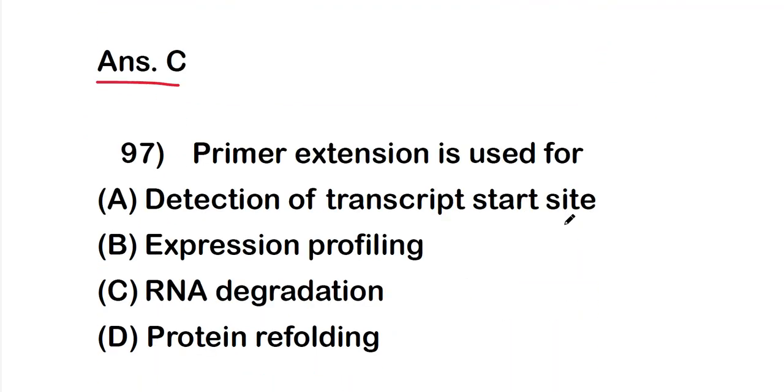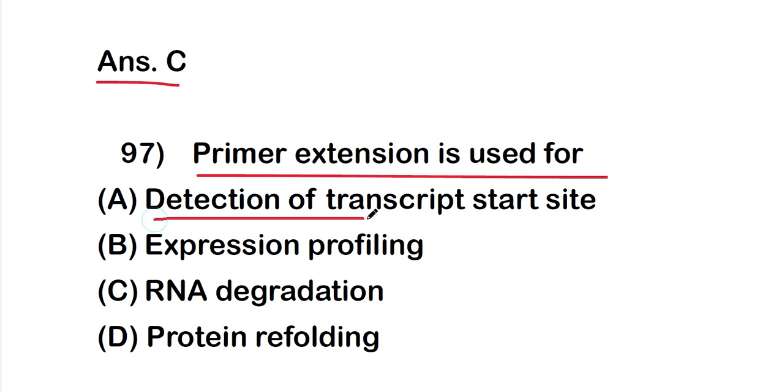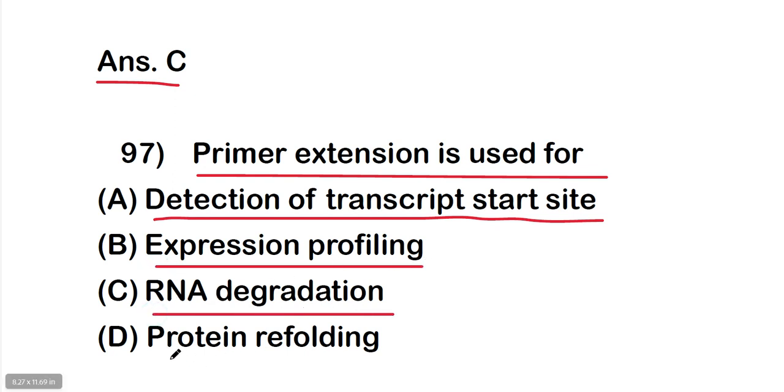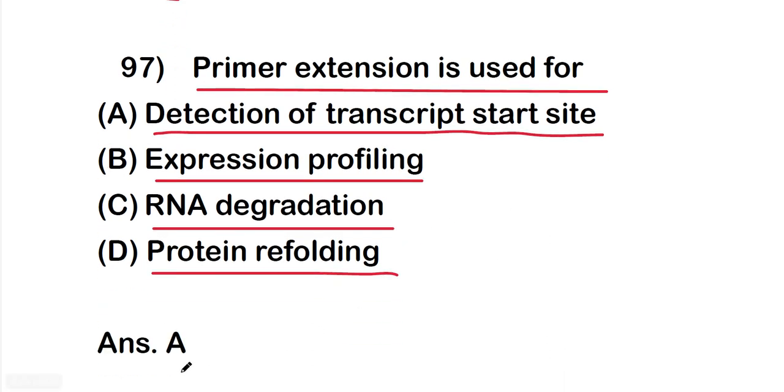Okay, so the next one is question number 97. Primer extension is used for option A detection of transcript start site, option B expression profiling, option C RNA degradation, option D protein refolding. The right one is option A, that is detection of transcript start site. So primer extension is used for detection of transcript start site.